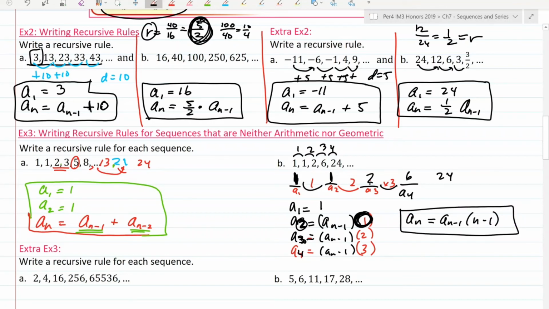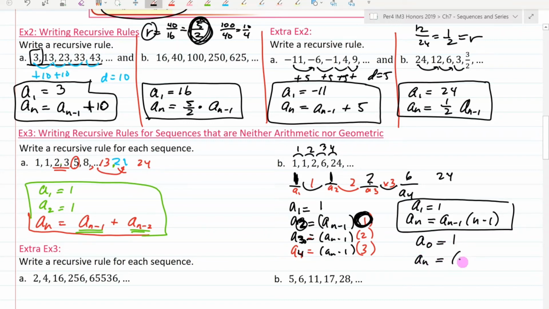The other way you could do it, if you didn't want to write it that way: a1 is equal to 1, you could say that a0 is equal to 1, and then you could say that an is equal to the previous term times n. So if this was a0, a1, a2, a3, then these numbers would match up, and so you could just use n. Don't worry about it too much if you don't understand that one.